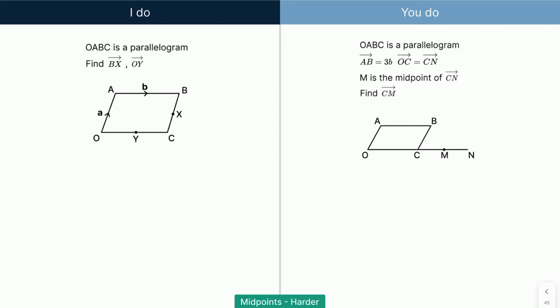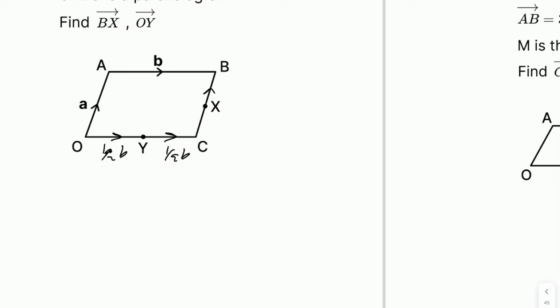So given that X and Y are midpoints, we can say that this must be a half B, and this must be a half B, and then if I just zoom in a bit, this must be a half A, and this must be a half A. Using the properties of a parallelogram, this side is parallel to this side, so if this is A, this must be a half and half, because there's a midpoint, and then if this is B, this must be B, which means this half is half B, this half is half B. So to get our answer, to go from B to X in this direction, I'm going in the opposite direction to the vector, so that's going to be minus a half A.